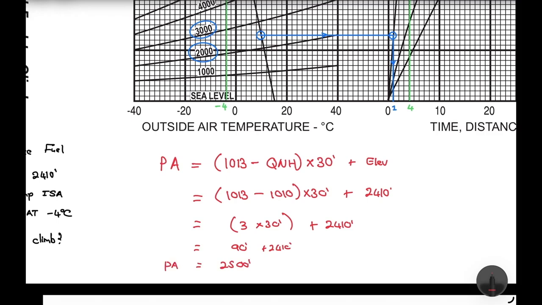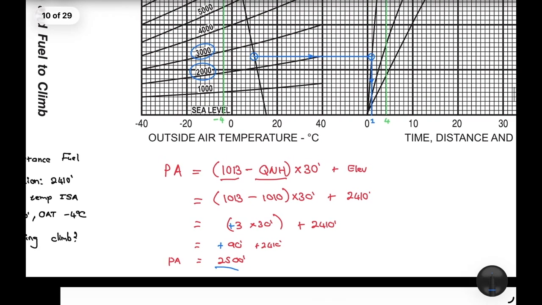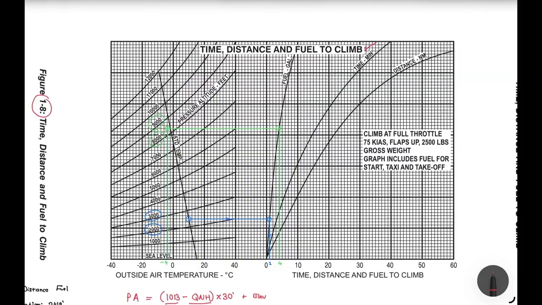Now this formula works very well because if you write the formula as 1013 minus whatever the QNH is, at the end of the day the sign will always be true for the correction factor. So in this case the sign was +3 and it gave us a positive +90 to add to the pressure altitude. That checks out, since the QNH is lower than the datum pressure, therefore the pressure altitude must be higher than the airfield elevation. Right, so now we know what the pressure altitude is.